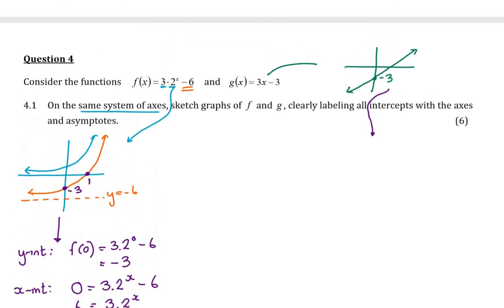Okay, so finally, if I just find the x-intercept of my straight line, I should be ready to go. So 0 equals 3x minus 3. So 3 equals 3x, and x would be 1. So what do you know? It's going to go through the exact same dot.